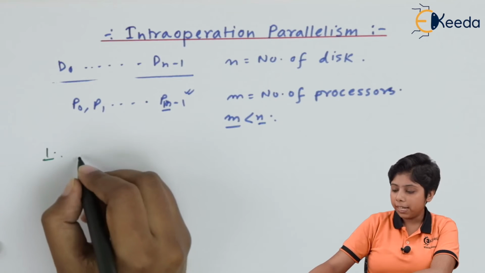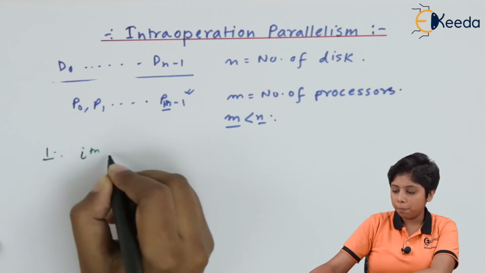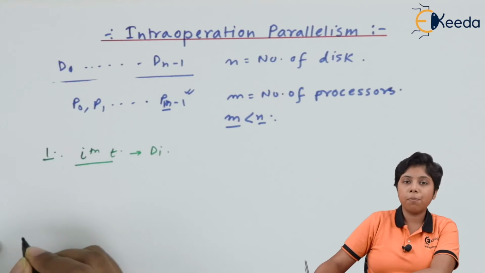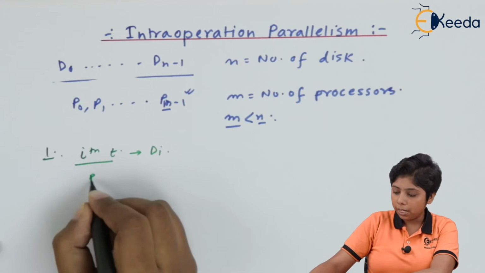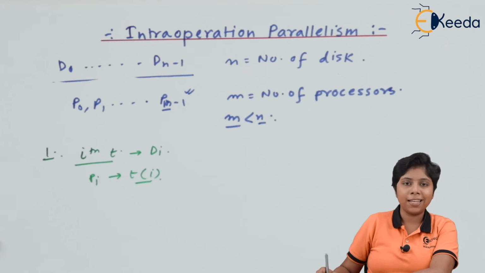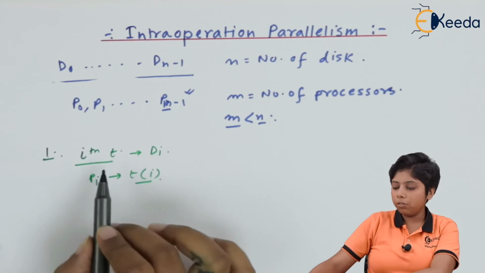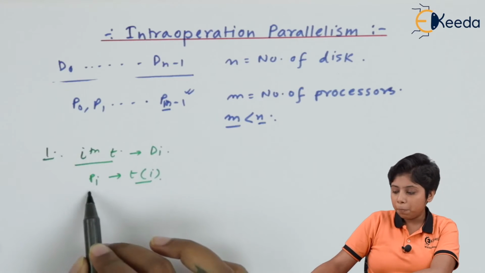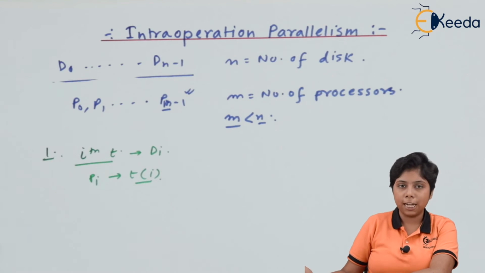First, if the ith tuple is stored on Di, then we must send it to Pi for processing. Say we are talking about the tuple ti. Any tuple that belongs to the Di disk, the processor Pi is processing this tuple ti.